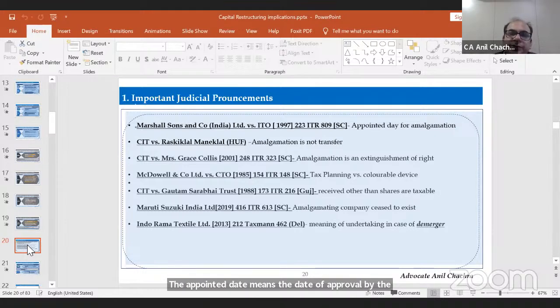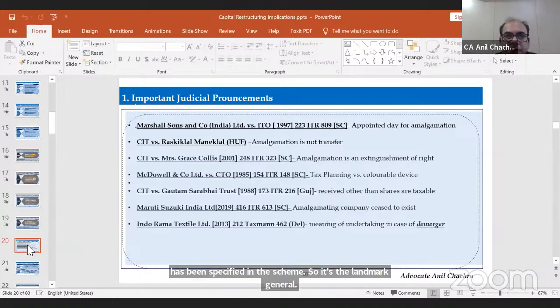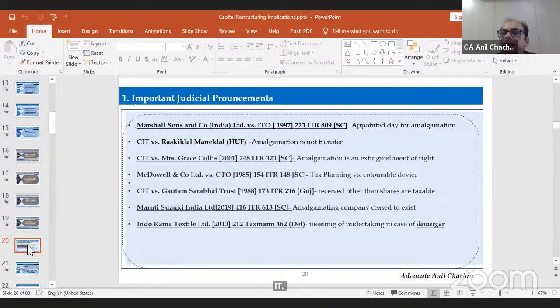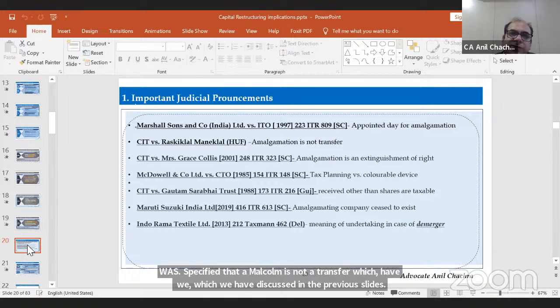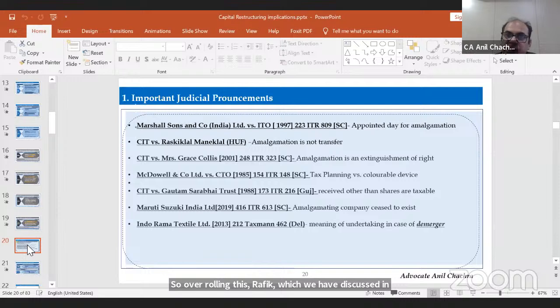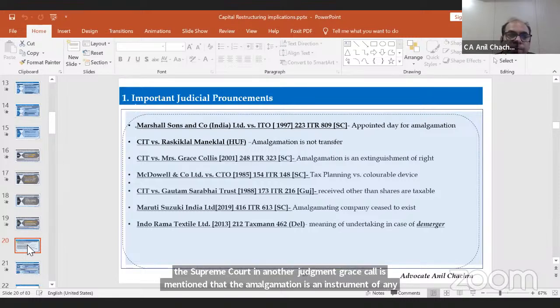Overruling that judgment, the Supreme Court has specified that the appointed date means the date which has been specified in the scheme. So it's a landmark judgment. CIT versus Rasiklal Maniklal, which specifies that amalgamation is not a transfer, which we have discussed in the previous slides. Overruling this Rasiklal Maniklal, the Supreme Court in another judgment, Grace Collis, mentioned that the amalgamation is an extinguishment of any right. So that means it will be treated as a transfer.